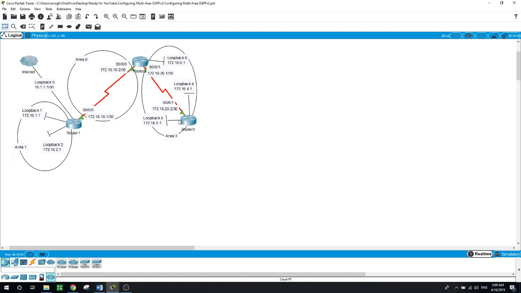And router 3 is the internal router, this guy here. Why? Because it's placed in just one area, which is area 3.